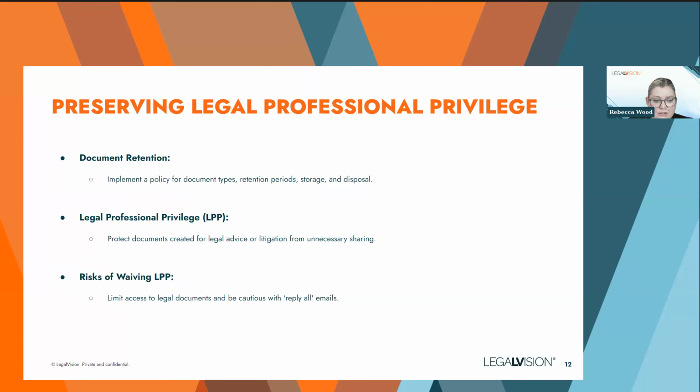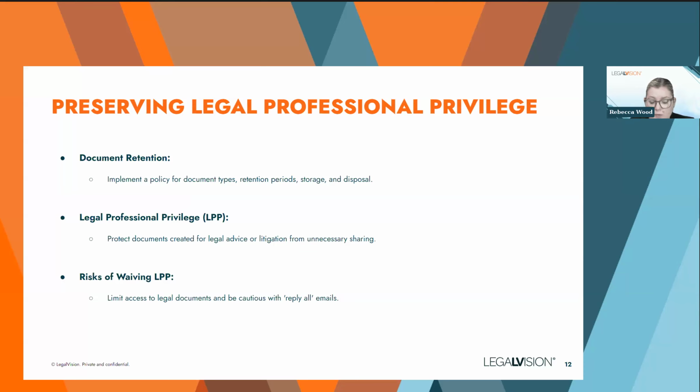Thanks, Julia. Look, one of the most important things that in-house counsel should be aware of is maintaining legal professional privilege over information and essentially taking steps to avoid an inadvertent waiver. And in-house counsel should be taking proactive steps to maintain the confidentiality and privilege over particular information and documents.